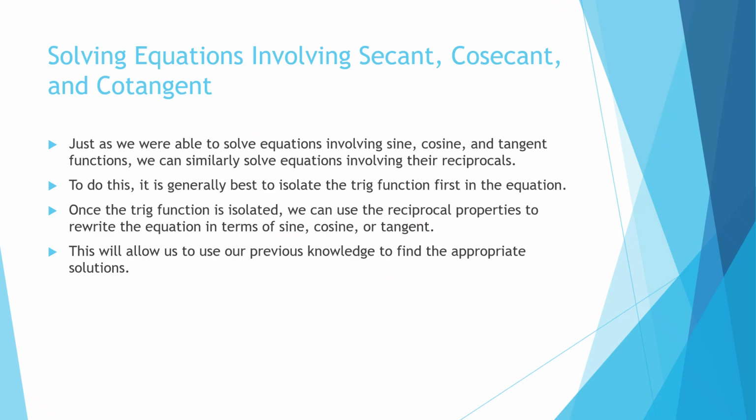So now we're going to want to solve equations that involve secant, cosecant, and cotangent. So it's going to be very similar to the equations we solved with sine, cosine, and tangent, just with their reciprocals. So basically what you're going to want to do is isolate the trig function first, right? Get that by itself on one side. Once you have that, then take the reciprocal of both sides to convert it into a sine, cosine, or tangent equation, and then just solve it like we have been solving it in the past. So let's walk through a few examples.